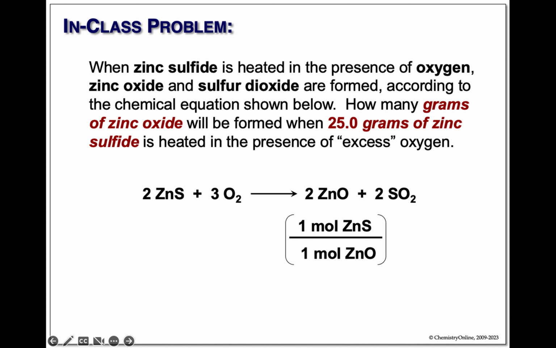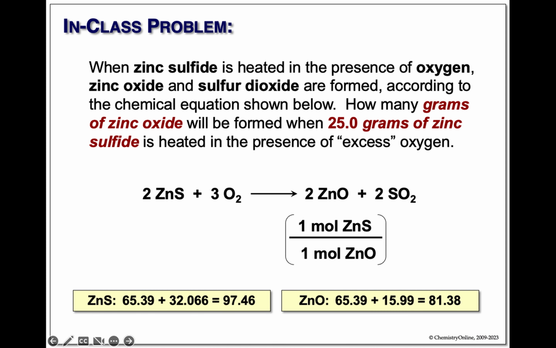But because we want to work with mass, we simply look at zinc sulfide and zinc oxide, and instead of saying 1 mole of zinc sulfide, we say 97 grams of zinc sulfide. 1 mole of zinc oxide, 81 grams of zinc oxide. Those are exactly equivalent. 97 over 81, that's 1 mole of this and 1 mole of that. All right.